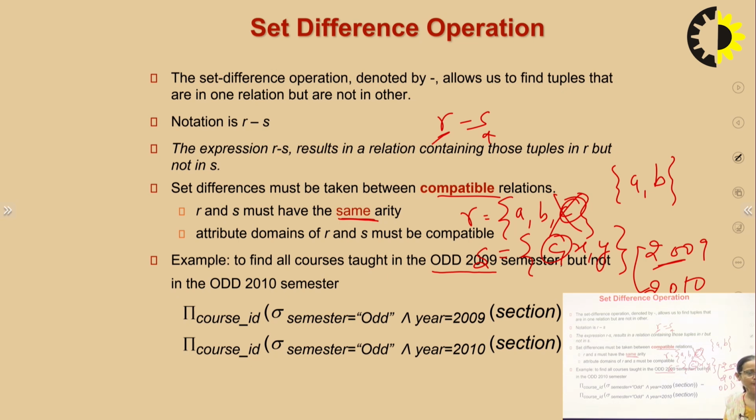So what will I do? I will run the command pi course ID. This is the thing which I need. Then semester is odd and year is 2009. The relation is section. Operator minus, that is difference. Again, but here the year is 2010. So what we get in the final output is only those subjects which have been taught in the year 2009.